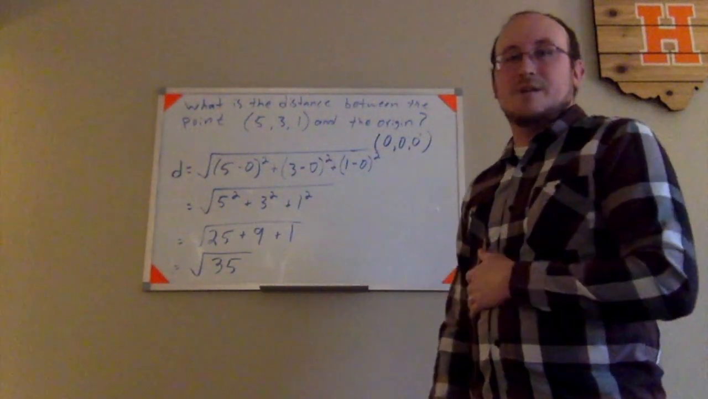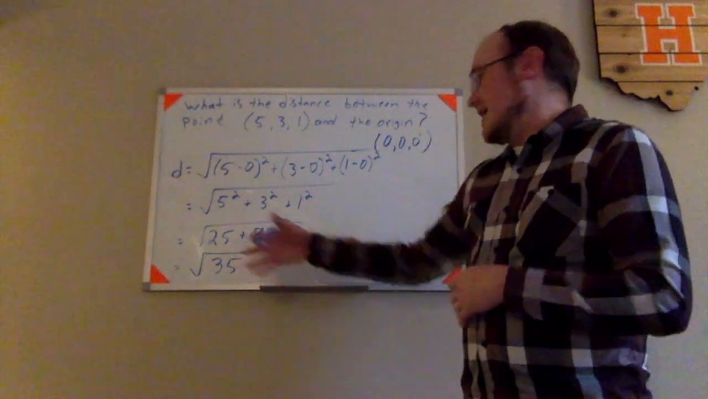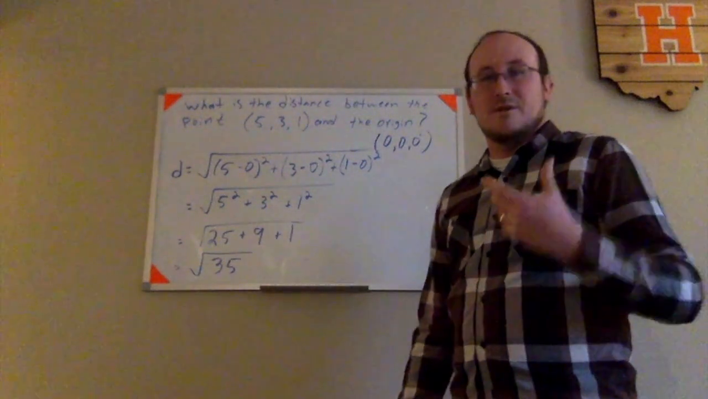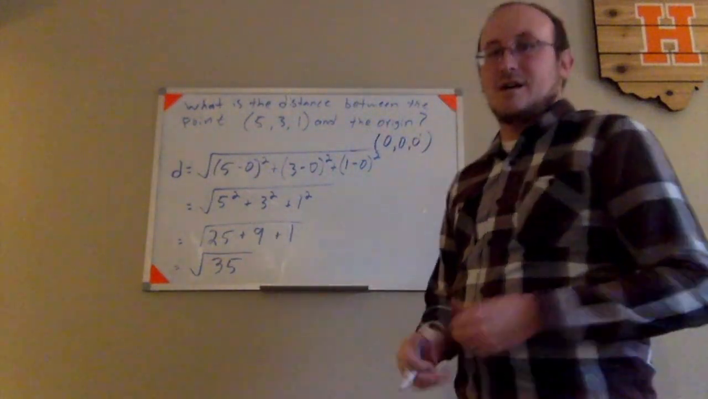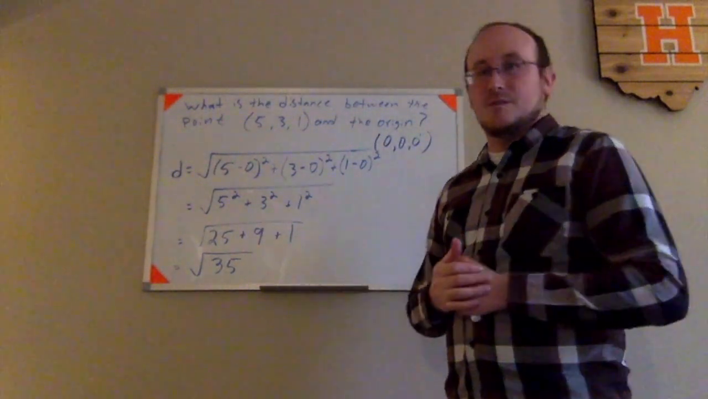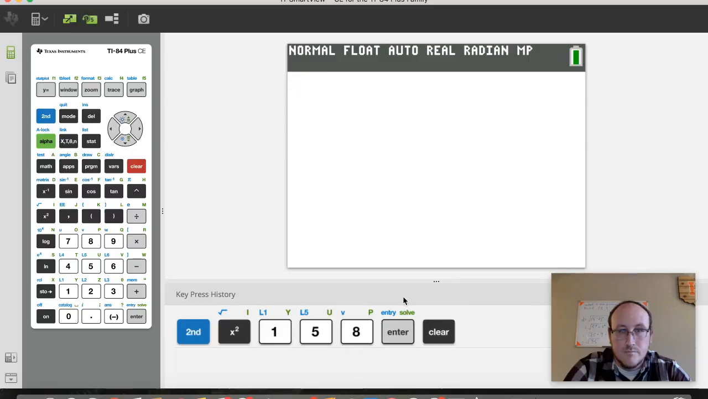If I want an approximate answer rounded to maybe 2 decimal places, I'll go to my calculator and compute that. Now, I know the square root of 36 is 6, so if I'm taking the square root of 35, it better be a little bit less than 6. So let's go to the calculator now and compute this and figure out what the distance between this point and the origin is rounded to 2 decimal places.